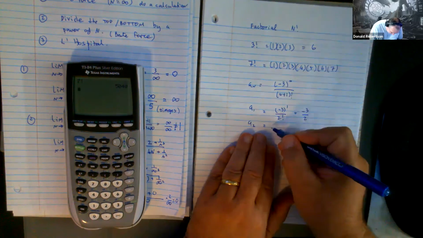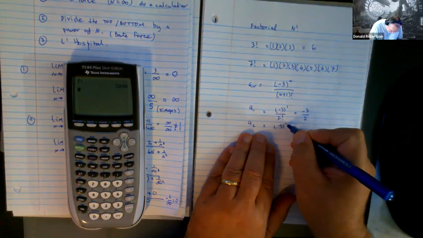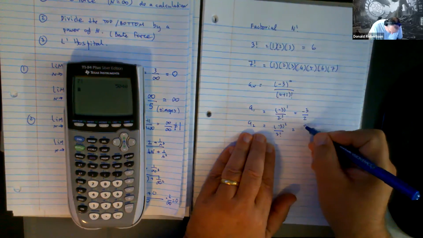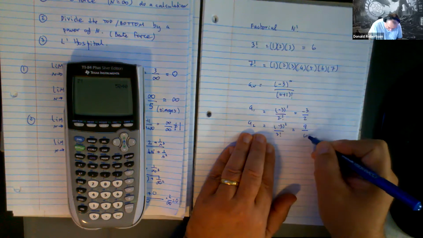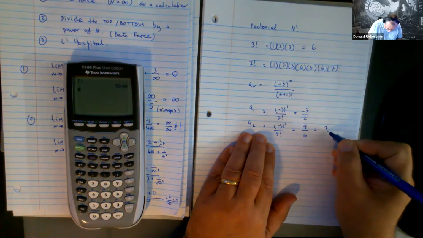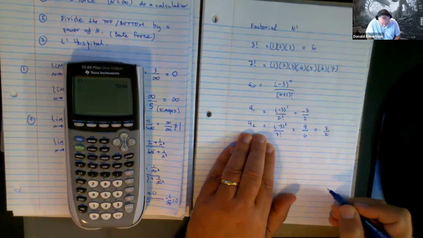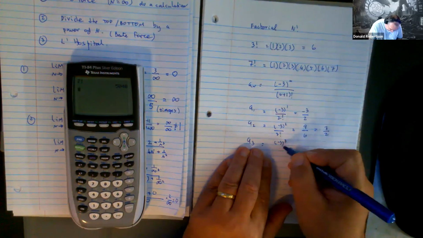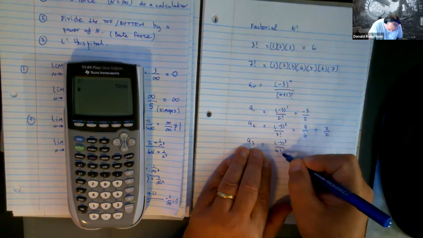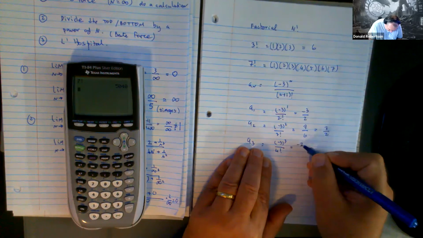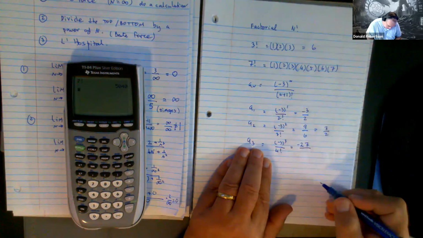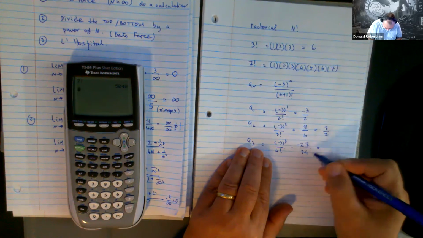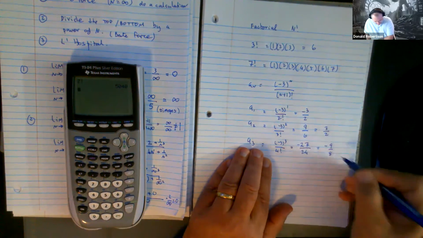Right, if you wanted A2, it would be (-3) squared over 3 factorial. That would be +9 over 6, and that would simplify down into 3/2. And A3 would be (-3) cubed over 4 factorial. That would be -27 on the top, and 24 on the bottom. I think you can divide them by 3, can't you? So you get negative 9/8.